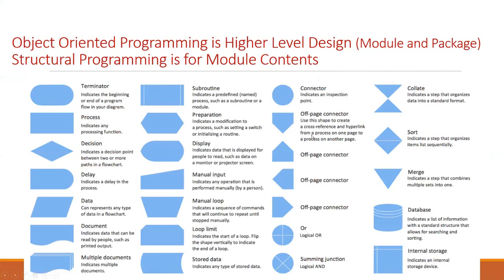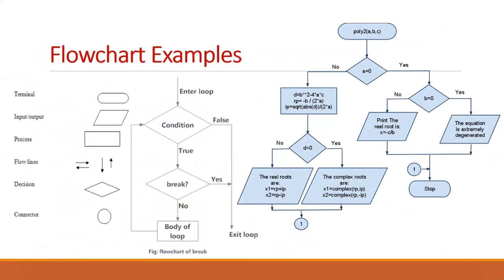So this is the flow chart. Here we have a program like poly2, a second order polynomial, quadratic equation, with A, B, C. If A is equal to 0, and then if B equals 0, then the equation is extremely degenerate, and you see here stop. And if A equals 0 and B is not 0, that means it's a linear equation, like y equals ax plus b. And the degenerate one is only a constant.